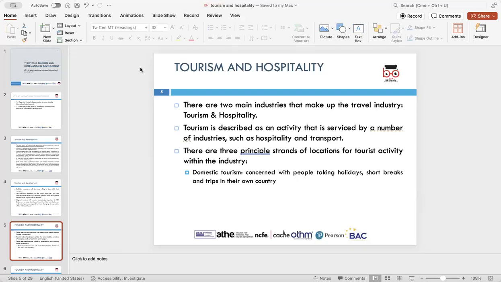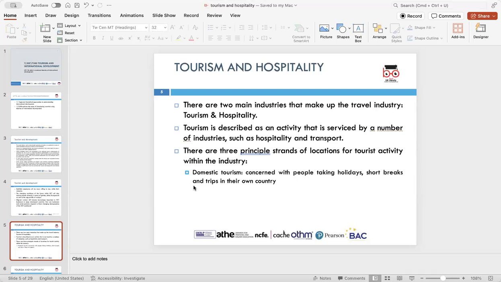Within tourism, three main types of tourist activities occur in distinct locations. Domestic tourism, where basically people take trips within their own country. Then outbound tourism, involving travel to foreign countries, and then inbound, which pertains to international visitors arriving for leisure.